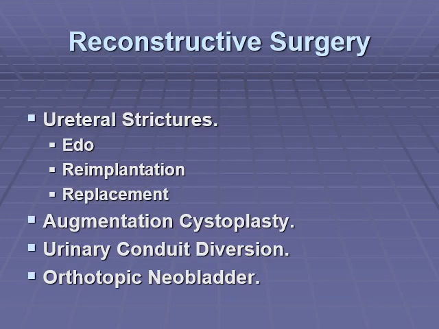What about the reconstructive surgery, which is done for the ureter and the bladder? We have ureteral stricture, which is usually in the lower third of the ureter. If the length of the stricture is short, I can do endoureterotomy. What's the meaning of endoureterotomy? I can go through the ureteroscope and cut this stricture from inside, which is called endoureterotomy.